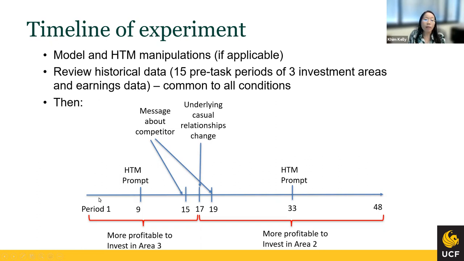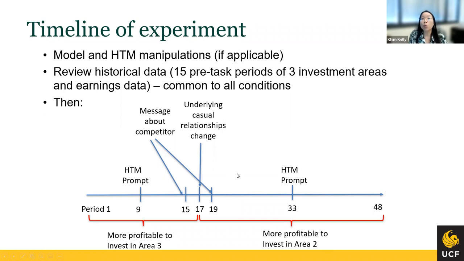All right. I have a HTM prompt, as I said, right at the beginning when the task was described to them. Then those people that are in the HTM condition will get two additional prompts, one in the middle of the pre-change periods, and then one in the middle of the post-change periods.